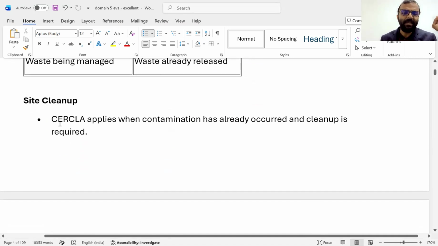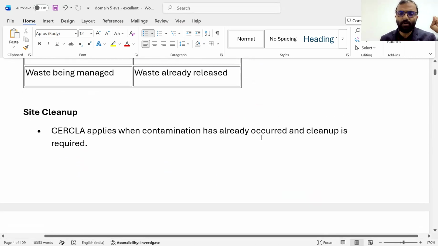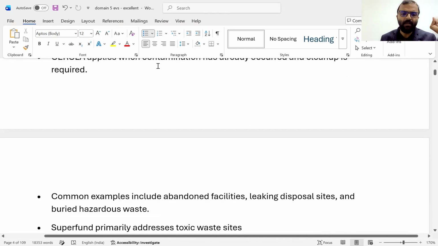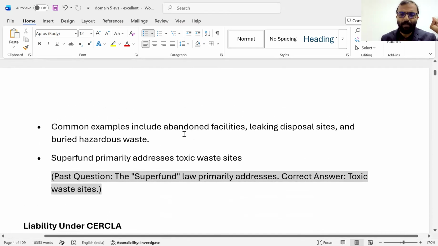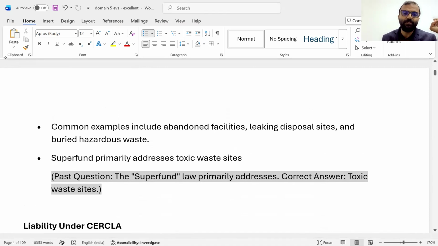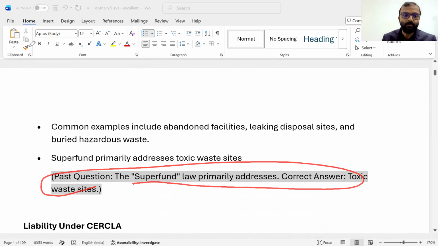So for site cleanup, CERCLA applies when contamination has already occurred and cleanup is required. Common examples include abandoned facilities, leaking disposal sites, and buried hazardous waste. All of these come under CERCLA. Superfund law primarily addresses toxic waste sites.